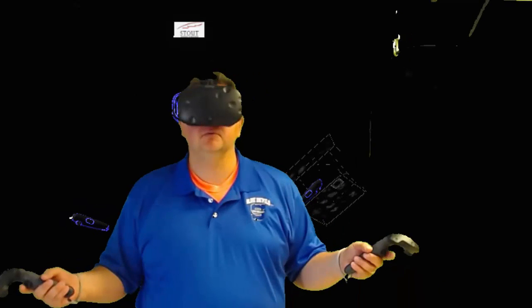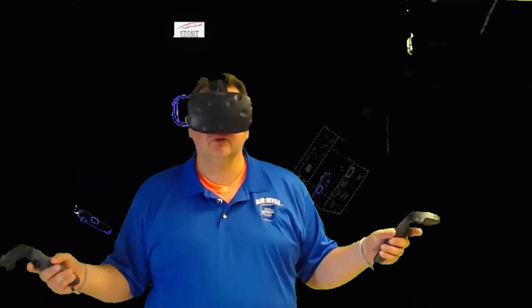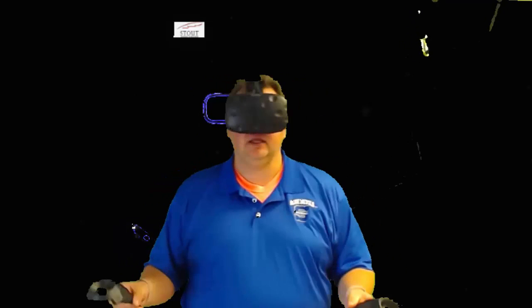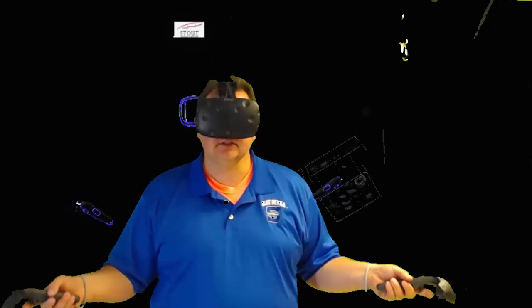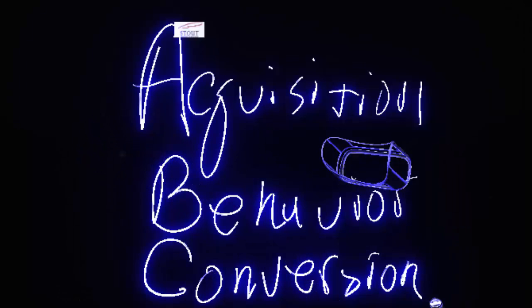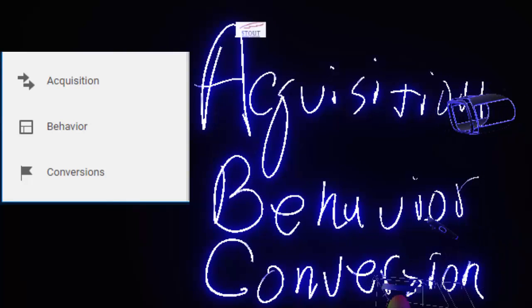Kevin Tharp. Today, I'm going to walk you through an overview of the marketing funnel. What we're going to talk about is the ABCs of the marketing funnel. The A is acquisition. The B is behavior. And the C is conversion. So that's what we're going to be talking about.